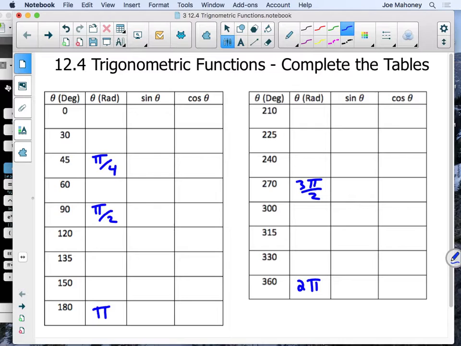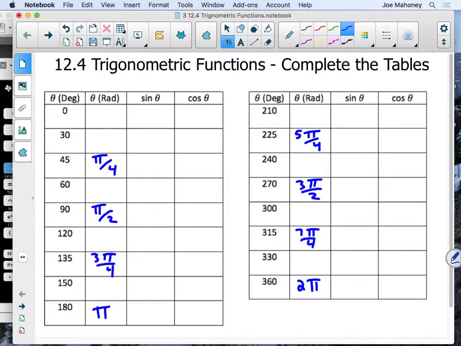And now I'm going to count by pi over 4s. So 45 is pi over 4. 90 is 2 pi over 4, which reduces to pi over 2. 135 is 3 pi over 4. 180 is 4 pi over 4. 225 is 5 pi over 4. 270 is 6 pi over 4. That reduces to 3 pi over 2. 315 is 7 pi over 4. So if I can count by 45s, I can count by pi over 4s, and I can get those values in.